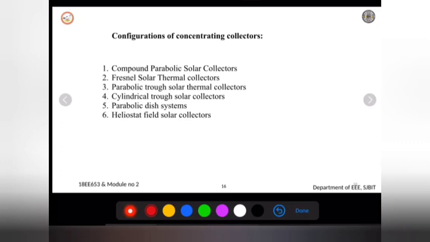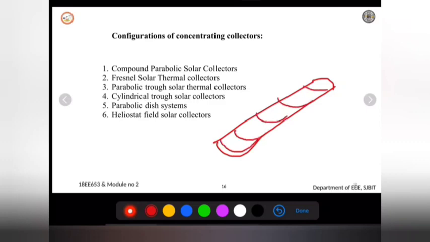Based on that configuration, these are the 6 types of concentrating collectors. That is a compound parabolic solar collector, and this is a Fresnel lens, which is to say a solar thermal collector, where we make use of a lens here, and something called a parabolic trough. It's something like an arch type, it will be in this fashion, where the solar cells will be placed here, something like a semi arch, and we have a cylindrical one similarly, and parabolic, and finally the last one, heliostat, which I was talking about many times. So we'll take them one by one here.